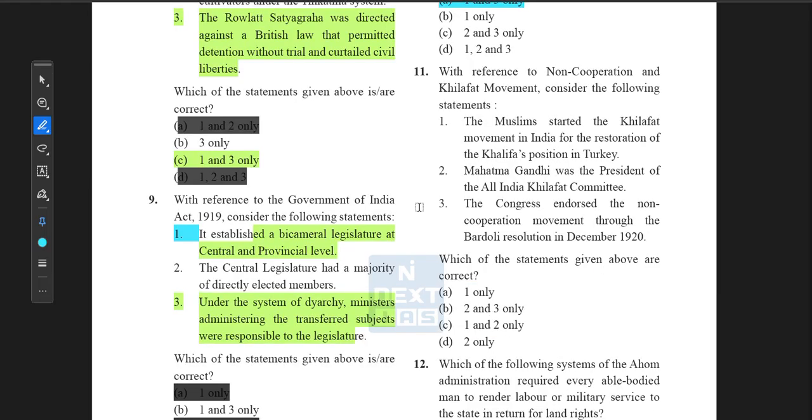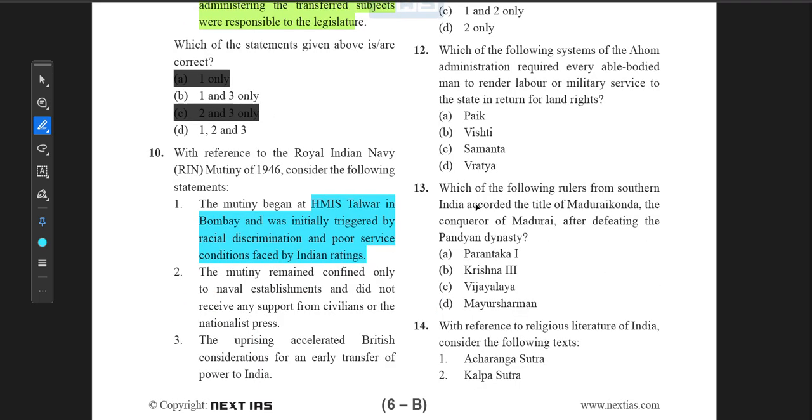Now let us see question number 11. With reference to the non-cooperation and Khilafat movement, consider that the Muslims started the Khilafat movement in India for restoration of the Caliphate in Turkey. Correct. Mahatma Gandhi was the president of the All India Khilafat Committee. I don't know, so we'll leave this question.